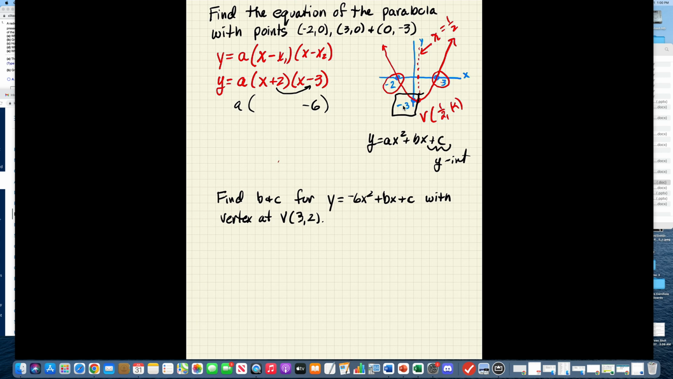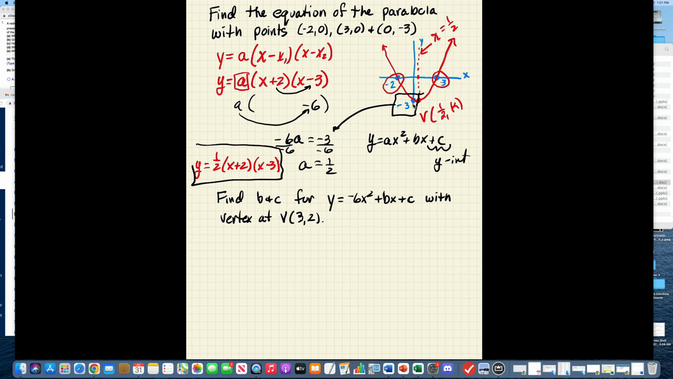I'm not going to FOIL it all out. I'm just focusing in on that y-intercept. But I need it to be -3. So right now, if you distribute your a, we would have -6a has to be equal to that -3. So divide by -6, a equals 1/2. So now we can write our equation and replace that a value with y equals 1/2 times (x plus 2) times (x minus 3). And there's my answer.